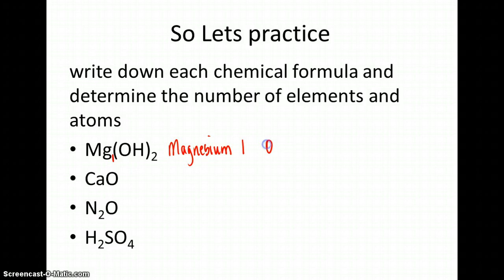I'll write my next element: O stands for oxygen. And I have an H for hydrogen, so I'll write all my elements down first. Now the parentheses, just like in math class: if you have a number outside, what do you do with it? You're going to distribute it to both of those elements. So the number outside of the parentheses goes to both the oxygen, to give it 2, and the hydrogen, to give it 2 as well.